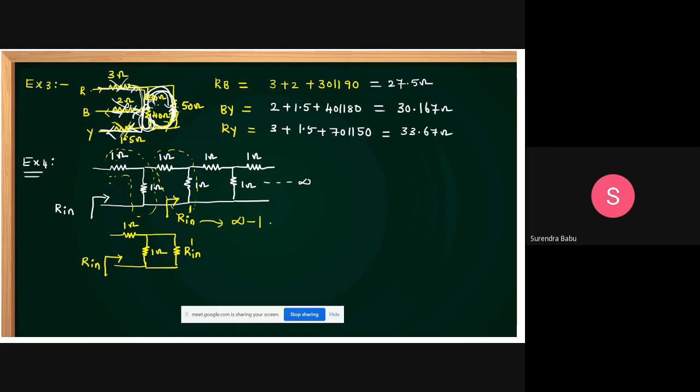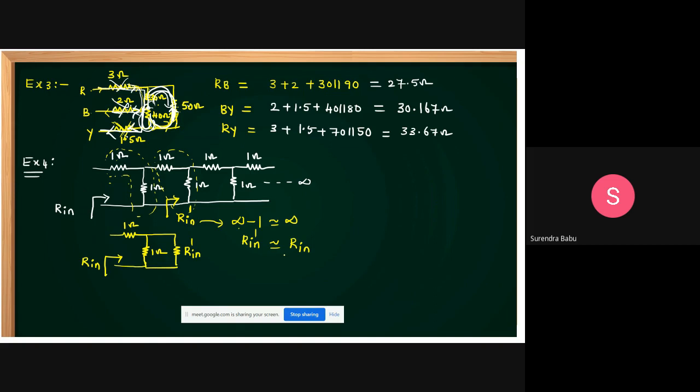Understand? But you know that infinity minus 1 is equal to infinity. Does the value change just by removing one branch from infinity? No. It is equal to infinity. So the effective resistance of infinity branches is Rin, and the effective resistance of infinity minus 1 branches is Rin dash. That's why I'm replacing Rin dash by Rin.